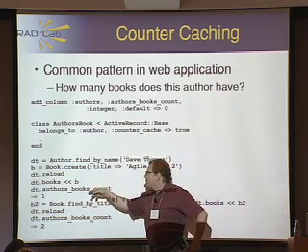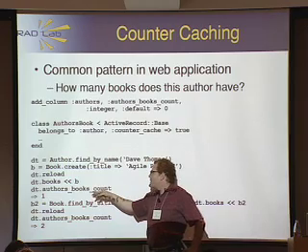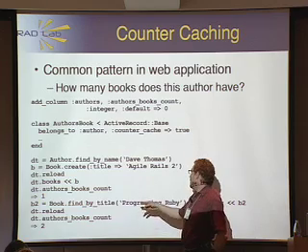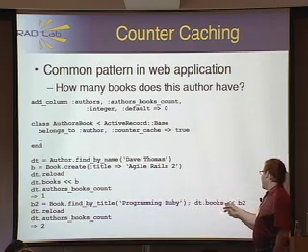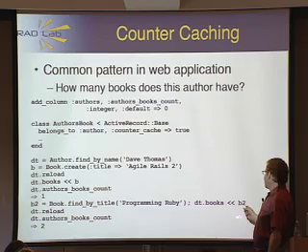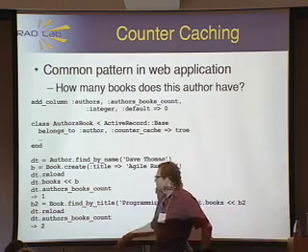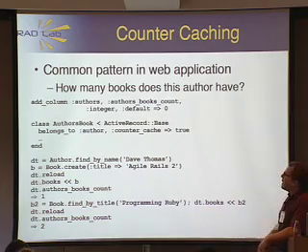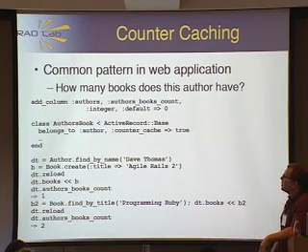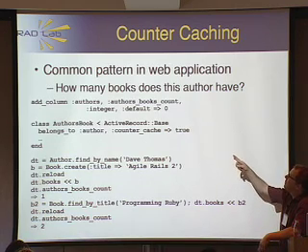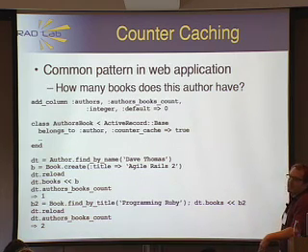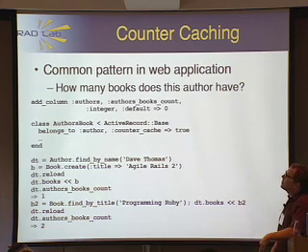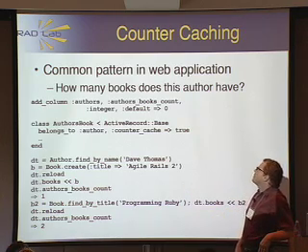Then I can say dt.books << b, and then if I ask for the author's books count, it'll give me 1. Then let's say I find another book, and here I again do the dt.books << b2. And again, I reload this to refresh it. It'll give me 2. So what this does is automatically update that counter cache column, the author's books count, for me without me having to do any work, whenever I update this books association.